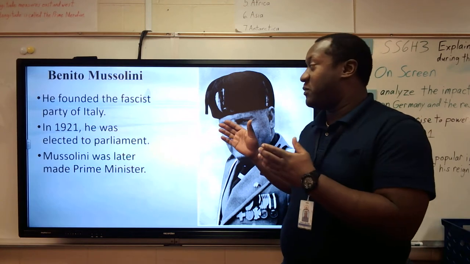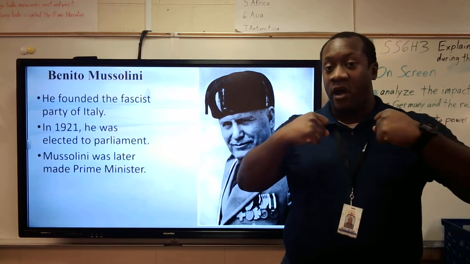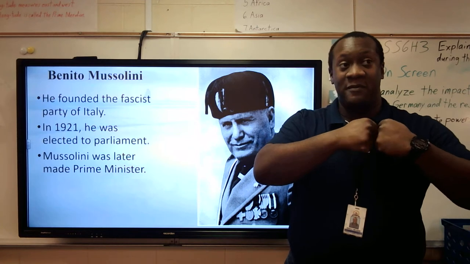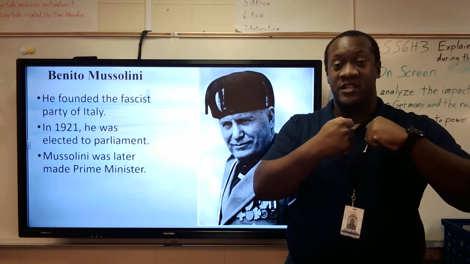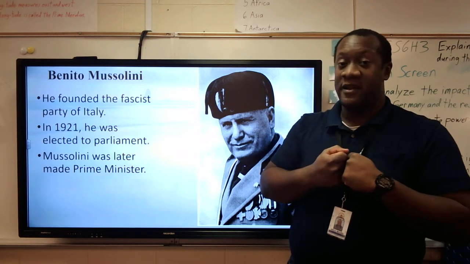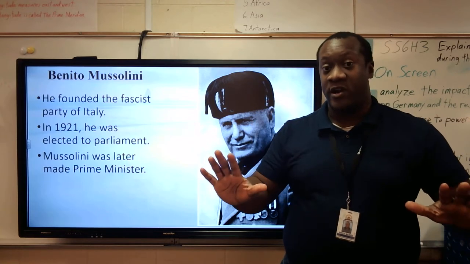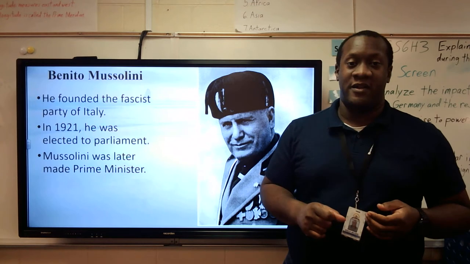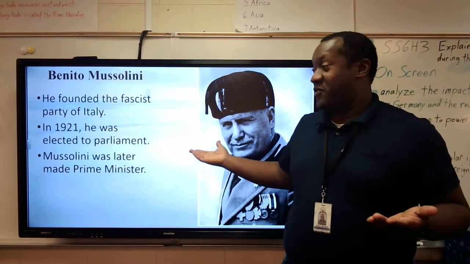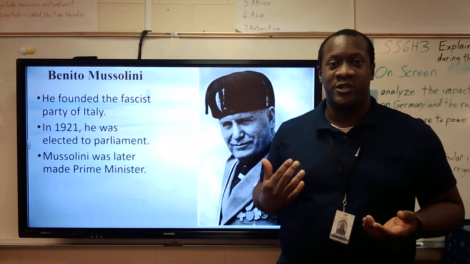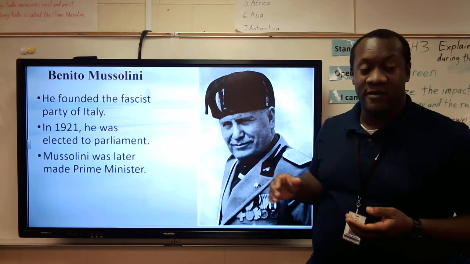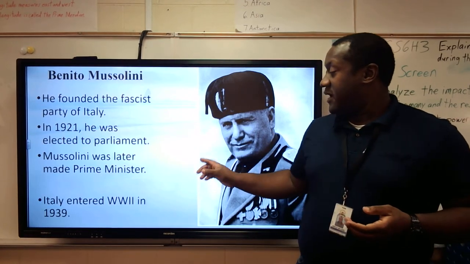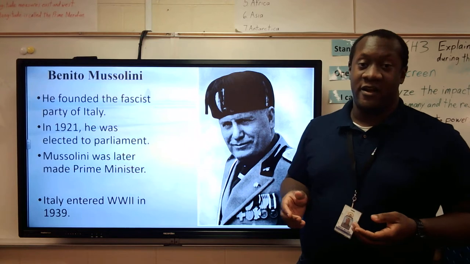And then once he won a plurality of the vote, even though the other parties could have come together to stop him, they're too busy fighting amongst each other. And so what ends up happening is eventually, in order to try to calm things down, just like Hitler was made chancellor, Mussolini is made prime minister. But then after he's made prime minister, there's no more elections. He becomes the dictator, all right? Italy enters World War II in 1939.